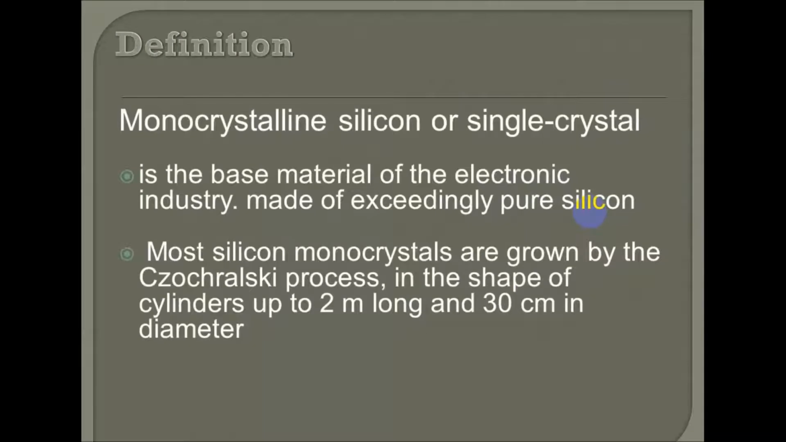Crystal definition. It is the basic material for the electronic industry, which is made of very pure silicon crystals grown from molten silicon through a process called Czochralski, in the form of cylinders up to 2 meters in length and 30 centimeters in diameter.